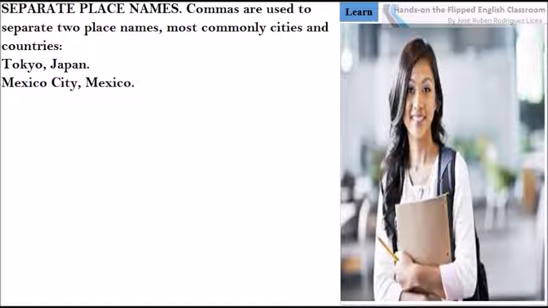Separate place names. Commas are used to separate two place names, most commonly cities and countries: Tokyo, Japan; Mexico City, Mexico.